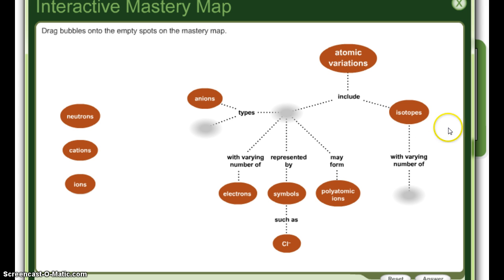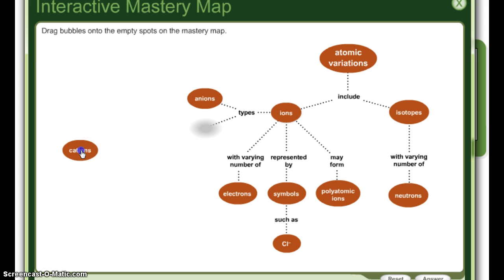Atomic variations include isotopes with varying numbers of neutrons. Atomic variations include ions, of which anions are a type. So ions can be anions or cations, with varying numbers of electrons, represented by symbols such as Cl- to show that it has a -1 charge, or one more electron than protons. And ions may form polyatomic ions, such as PO4-3. So it's a pre-made ion, PO4, and it has a -3 charge.